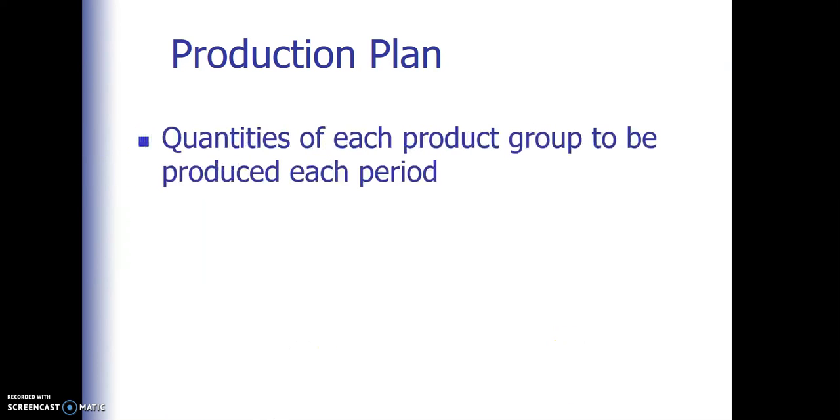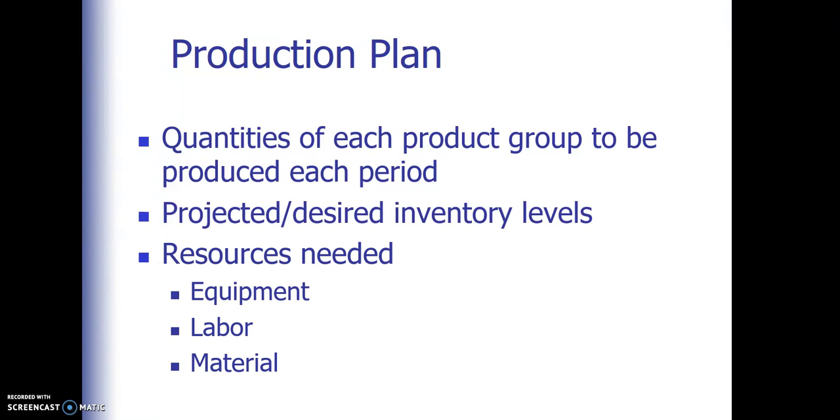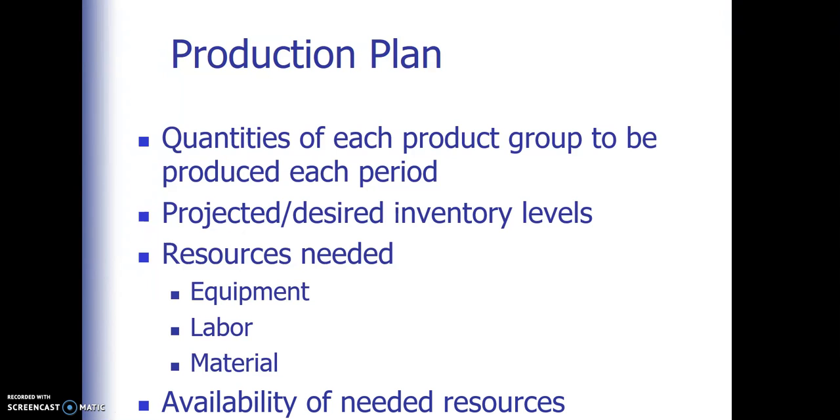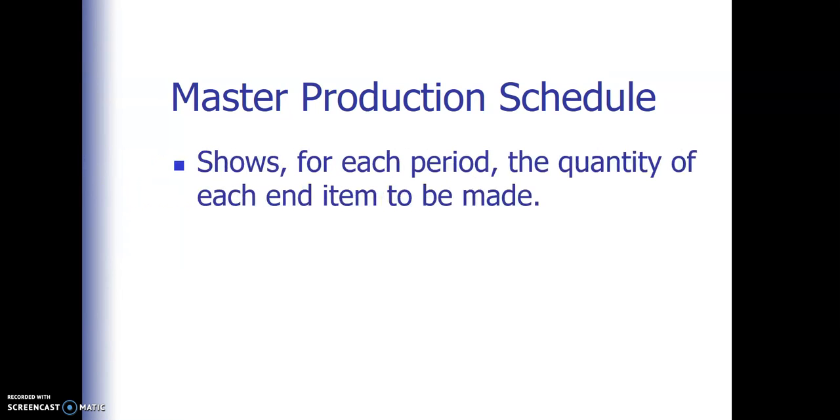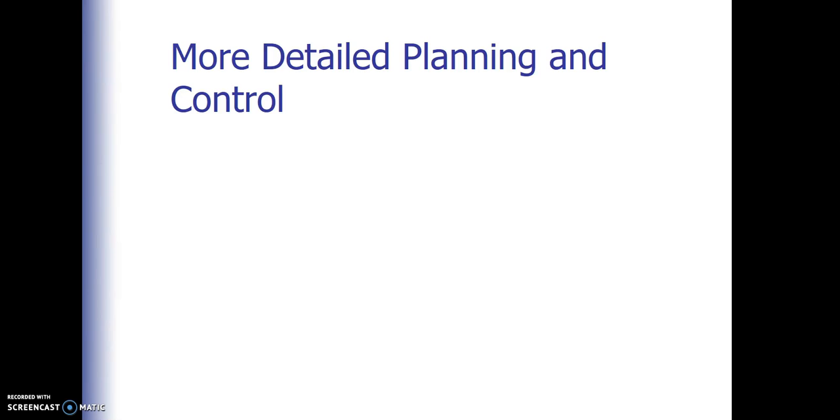After that, you're going to think about the quantities of each product, the projected desired inventory levels, and the resources such as your equipment, your labor, and your material. And are these available? When you think about the master production schedule, you want to make sure that this shows for every period what the quantity is of each end item that's supposed to be made. Your level of detail is higher than that production plan. You're going to think about your end items and your time periods. Think about weeks instead of months.